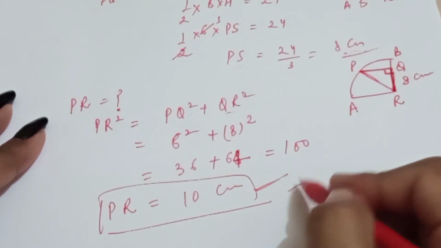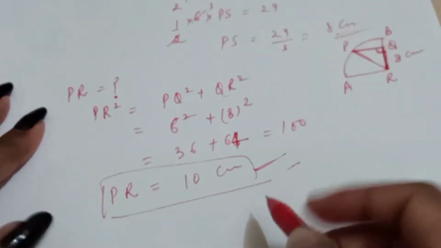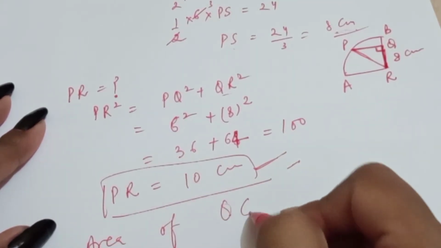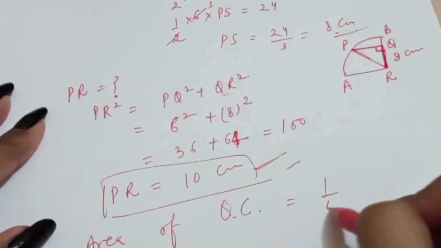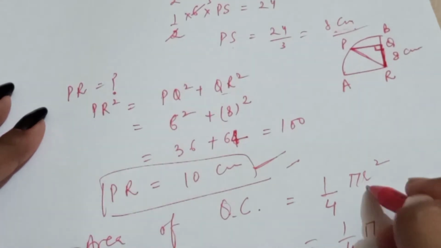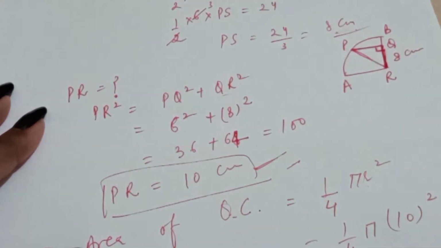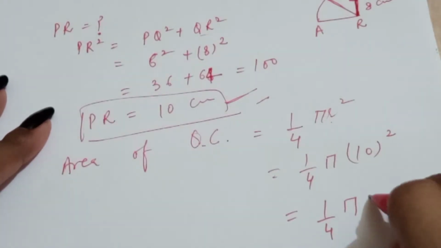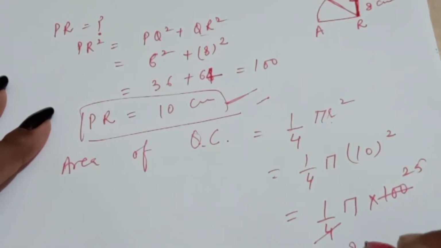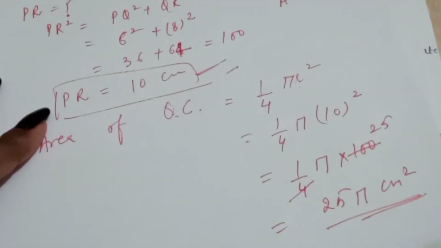Sorry, this is not our answer. This is first step toward our answer. We have to find area of quarter circle. Quarter circle means 1 by 4 pi r square. Okay, 1 by 4 pi, and value of r is 10, 10 to the power square. And after solving this 1 by 4 pi, it will become 100, and after simplifying we will get 25 pi centimeter square. This is our answer.